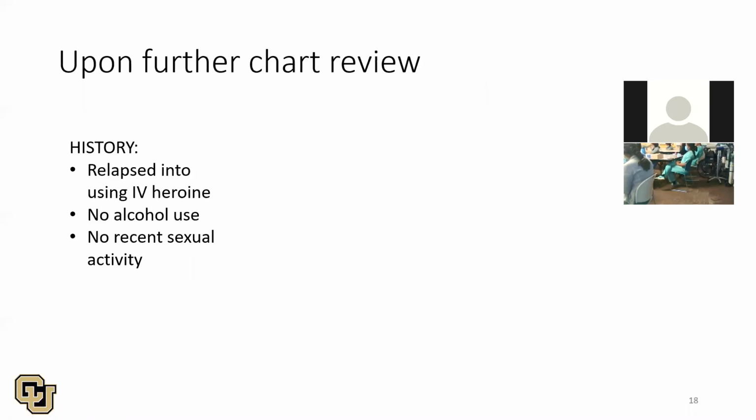So you do some more chart review, and on history, turns out the patient recently relapsed into using IV heroin. So Carl brought that up. We need a drug use history from this patient. She does not use any alcohol, and she does not have any recent sexual activity. And when she does, she uses condoms. So that gets us most of that. As far as menstrual history goes, I forgot to put on my labs, but we did a pregnancy test, which was negative.